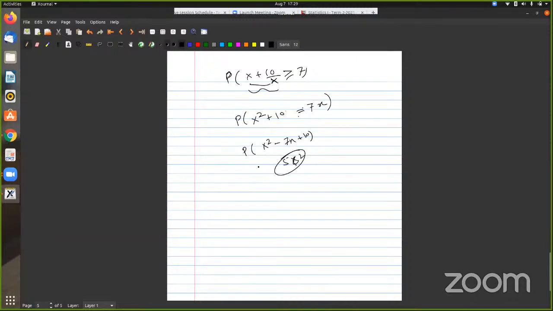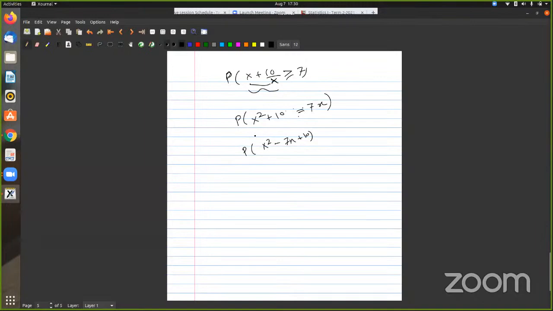One minute, just a minute. X is greater than 5 and x is greater than 2. It means x is greater than 2. No, minus 5 and 2, right? Some mistake is there. No, the 5 and 2, the probability will not be minus 5.